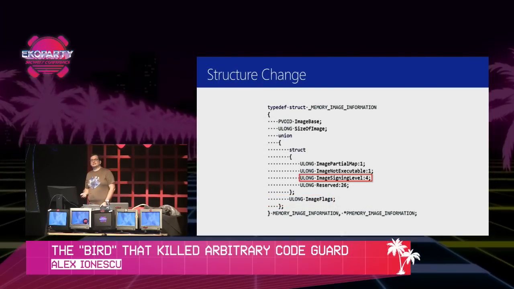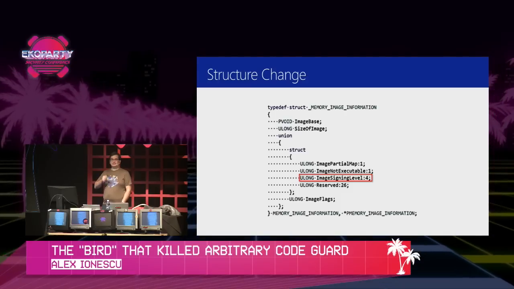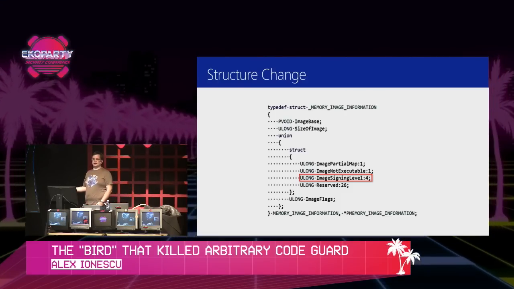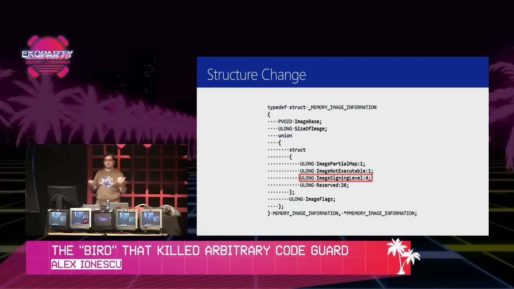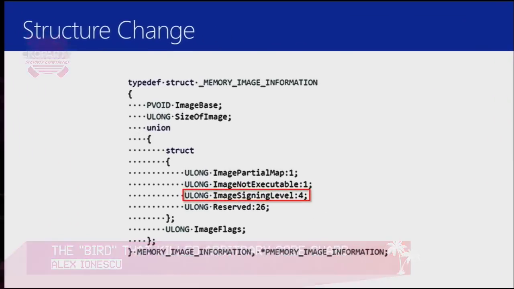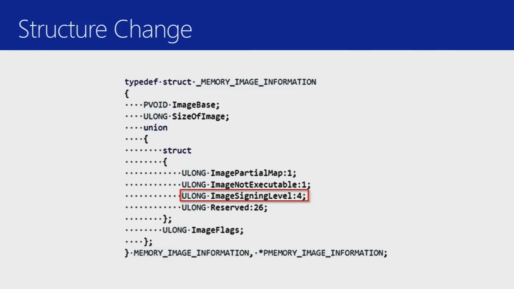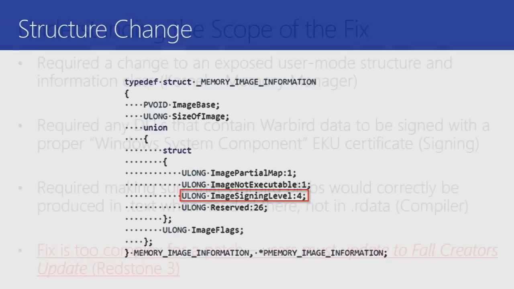And of course, nothing's that simple, because to get the signing level of a DLL, how do you do that? Well, you couldn't do that in Windows before. There's no function to let you do that. So I actually had to change a data structure to add a flag there that lets you get this information.